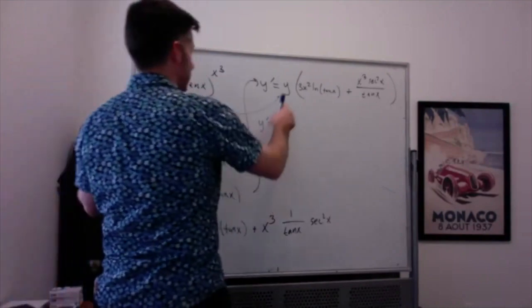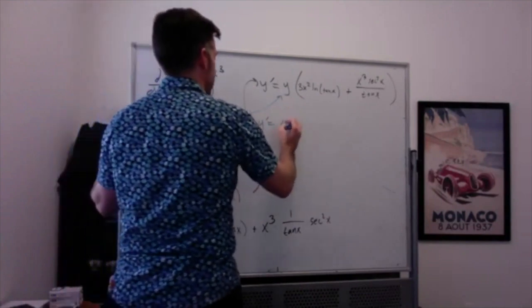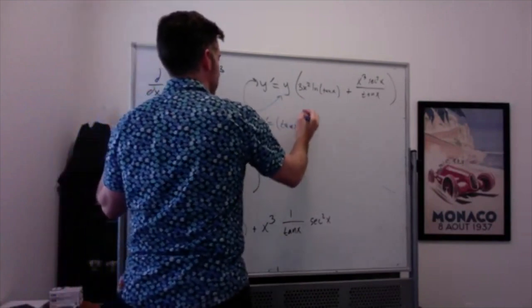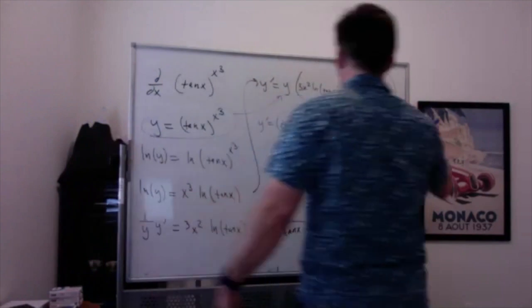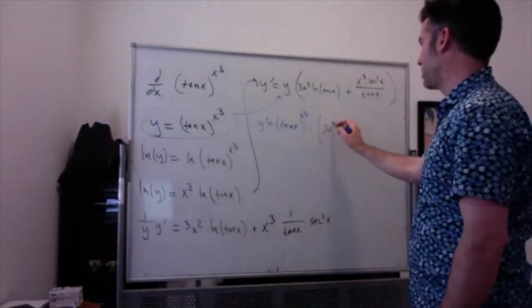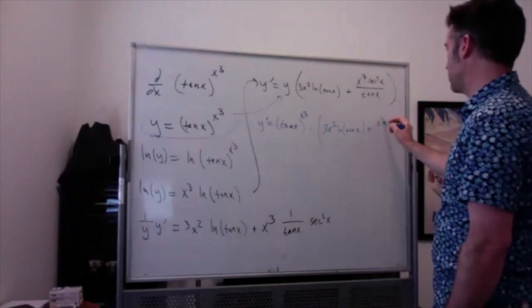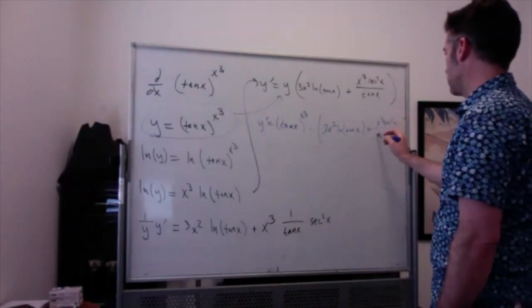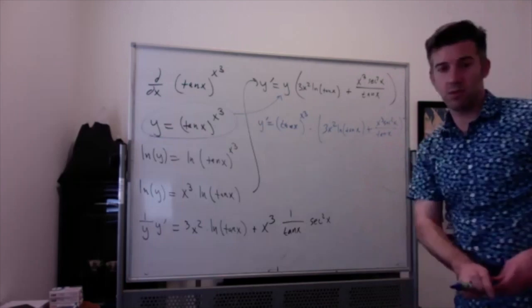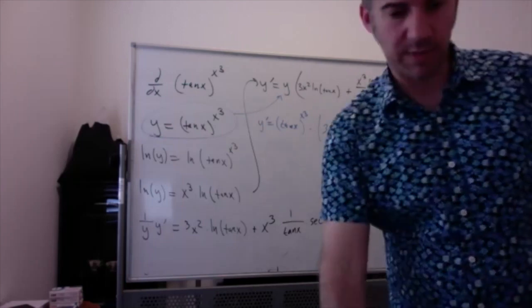So the answer here is y, which is tangent of x to the x cubed power times all this trash. 3x squared natural log of tangent of x plus x cubed secant squared of x over tangent of x. Whew. Good times.